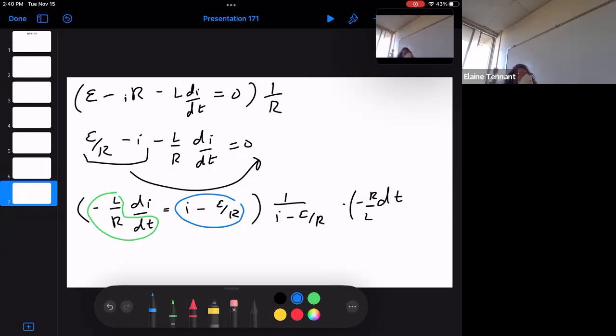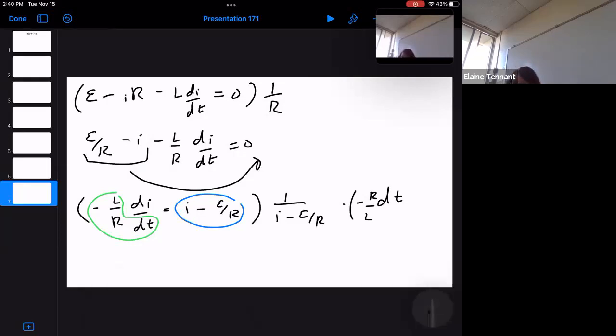Why do you move it to the right, then move it back to the left? I'm going to divide it out. Mainly I wanted to flip that minus sign, and then I'm going to divide it out. So I'll have all my I's on one side and all my t's on the other. That's going to look like di over I minus that, and the other side is going to be minus R over L dt. Okay, and we will integrate both sides.